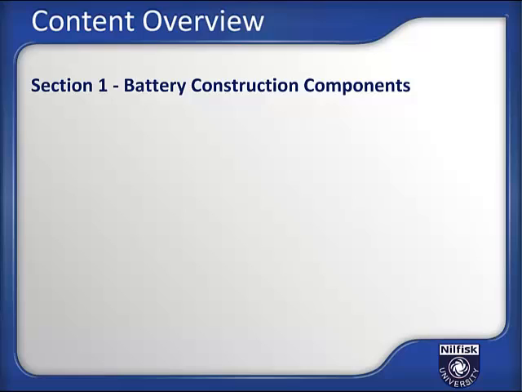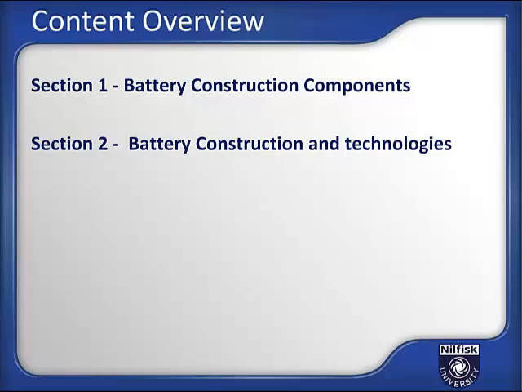Here's a review of today's content. In Section 1, Battery Construction Components, we'll cover the basic battery construction components that determine battery performance and life for deep cycle battery applications. Section 2, Battery Construction and Technologies. In this section, we'll spend some time understanding the 5 types of batteries used in floor machines and have a look at the advantages and disadvantages of each. Section 3, we'll do a technology comparison. We'll look at the factors to consider when choosing the best battery technology for your deep cycle power requirements.